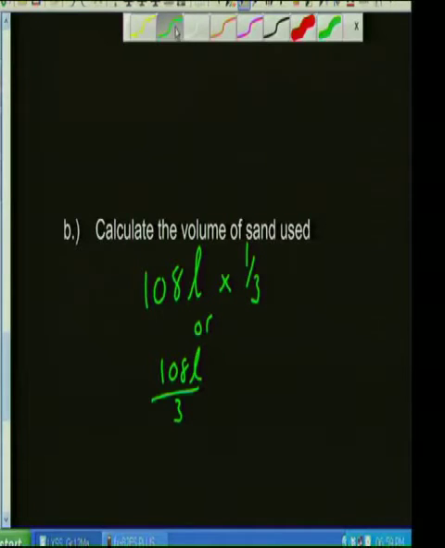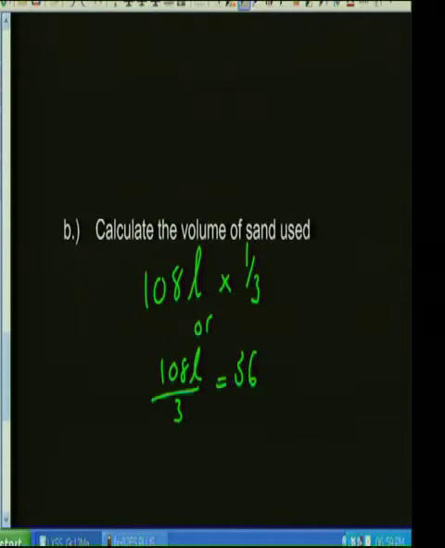So I've got 36 liters of sand in my drum. And that's a third. So if I got 36 and another 36 and another 36, those 3 36s should make 108. Okay. Now, my next question is on the next page.